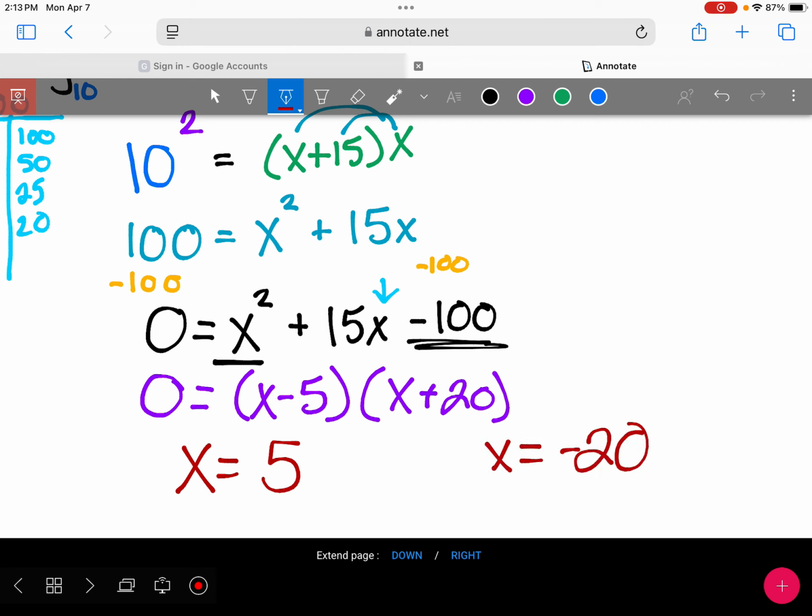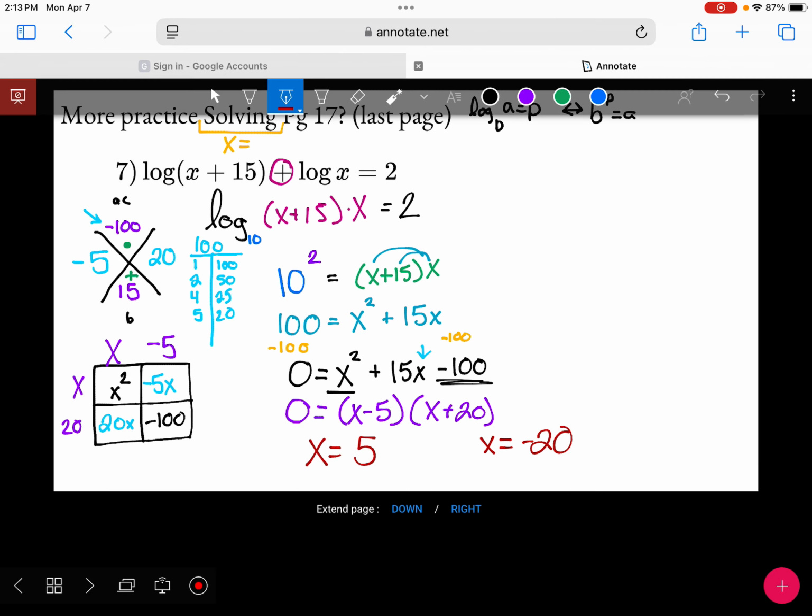Those are our pieces. Now we have to check them. Yes, we have to check them. Yes, you have to check every time. If I substitute in 5 here, my base, we don't have the tool to change it yet, so we're good there. Is my argument positive or negative for the 5? Positive, because 5 plus 15 is positive. And if I substitute a positive 5 here, my argument is positive because it's a positive 5. So positive 5 definitely checks.